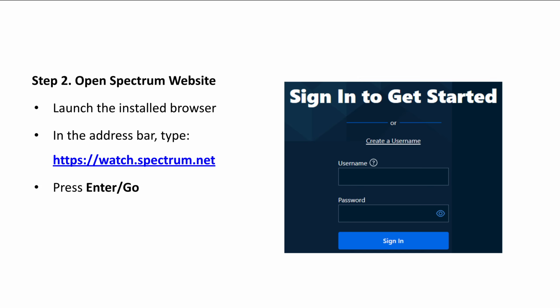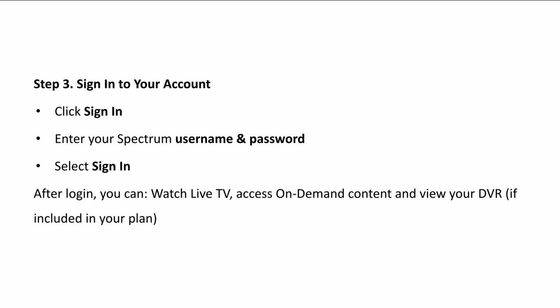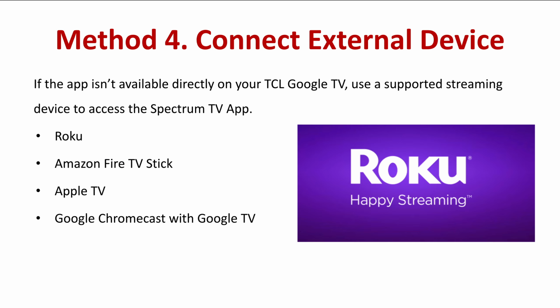Launch the installed browser, in the address bar type watch.spectrum.net, then enter go. Select in your account, click sign in, then enter your Spectrum username and password. Select sign in. After login, you can watch live TV, access on demand content and view your DVR if included in your plan. So the fourth method is connect external devices.